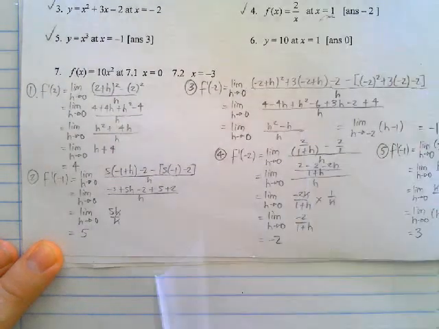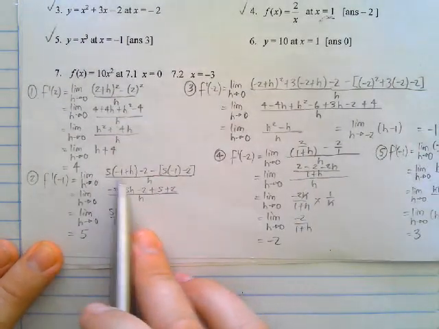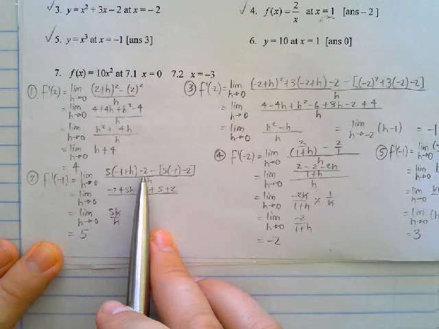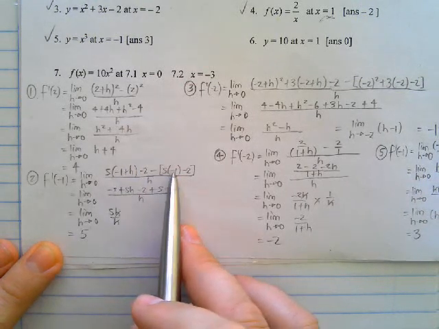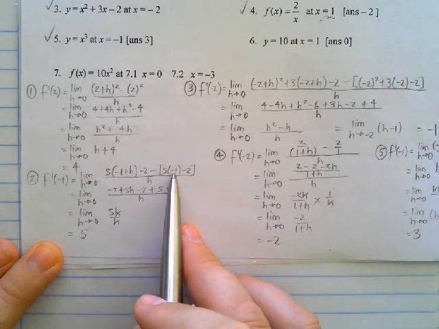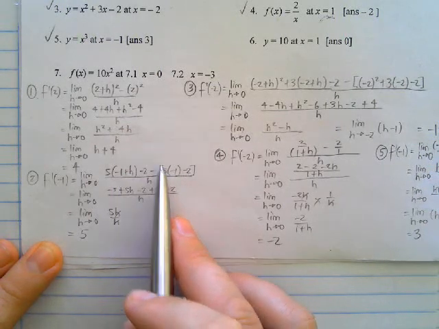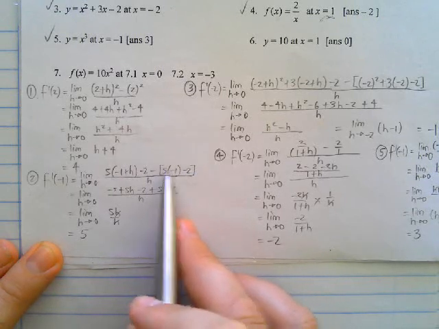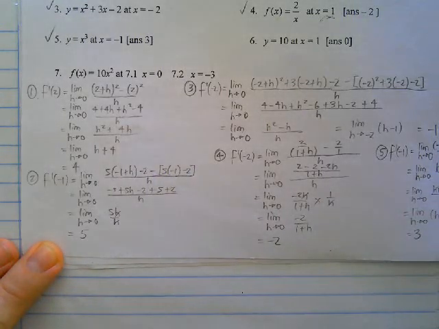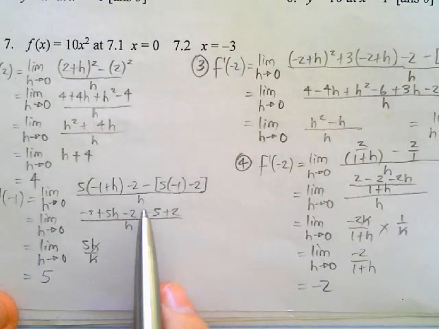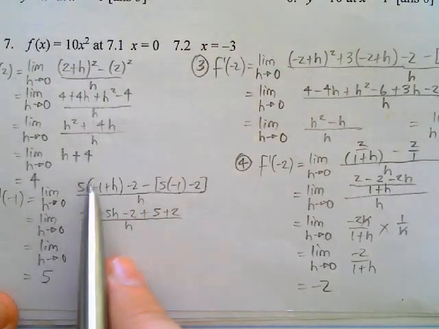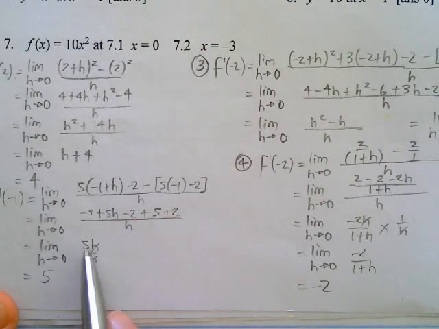You'll see 5x minus 2, but instead of an x, I've got minus 1 plus h. 5x minus 2, but instead of an x, I've got minus 1. I've bracketed that whole thing because I'm subtracting the whole thing. Okay? Please make sure you do that. Right? Over h. Now I just times in, I simplify, I get 5h over h. I could cancel the h's, and my limit is 5.